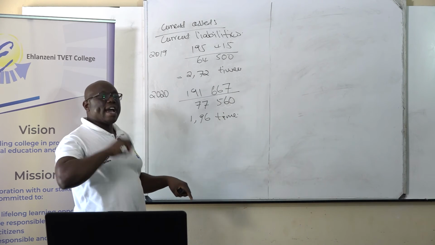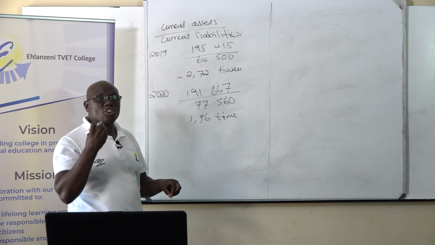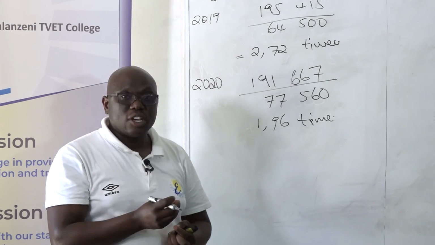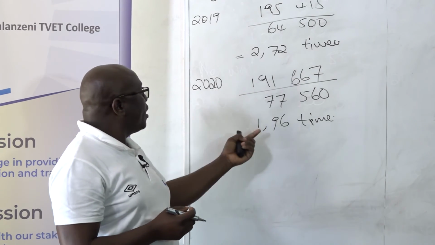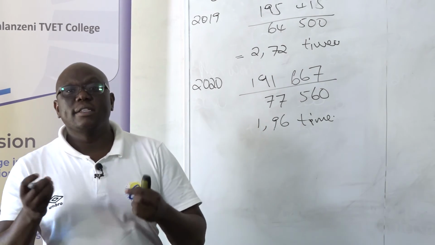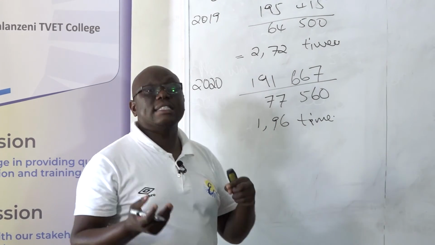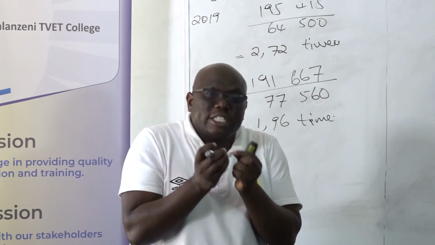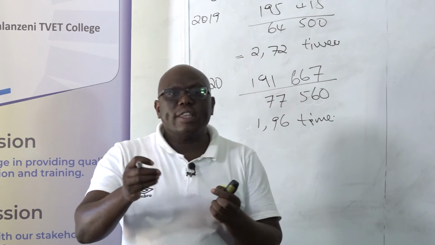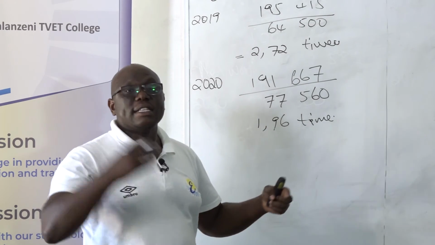So it means our current ratio in 2019 is more than the current ratio in 2020, which means our business is dropping in its assets when we check the assets against the liabilities. Because in 2020, we have 1.96 times. That means the business is not performing well in terms of its assets against the liabilities. Remember, when we compare the assets against the liabilities, the assets must always be more than the liabilities. That means that the business has assets covering the liabilities.